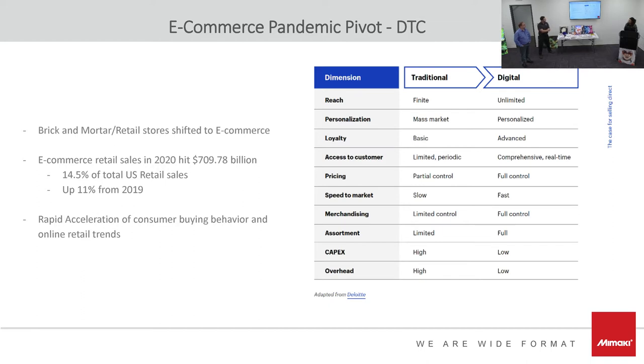If we look at the model on the left, something to take note of is the personalization between the traditional and digital method. We see that digital allows you to personalize your goods to consumers. And then for digital, you have an increase in your speed to market. This means that you have higher turnaround when you're actually selling direct to consumer, and then you have your merchandising, which allows you to have full control of the variations of products that you can create.